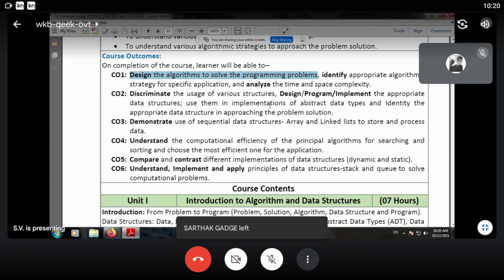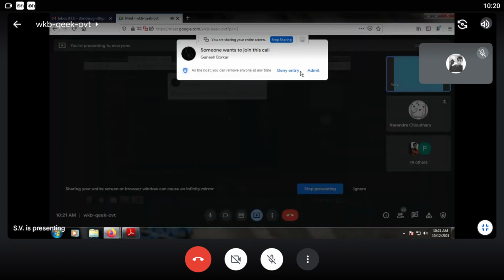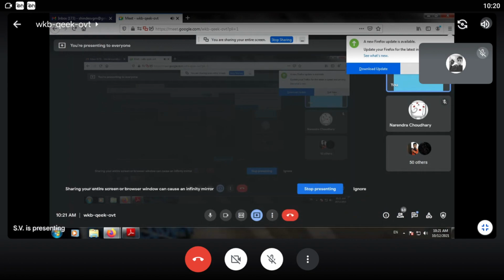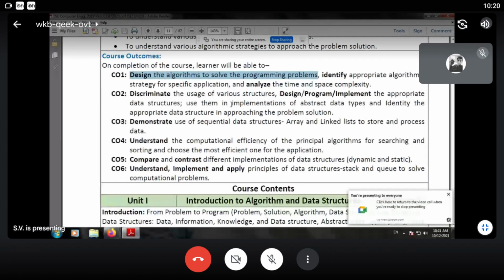So how to design? The first is to identify the appropriate algorithmic strategy. Either it is step by step, or it is a heuristic algorithm, or it requires some reasoning capability. Then you have to identify what the dependencies of that algorithm are. Everyone getting this? Yes, participants? So when you are capable of solving a particular problem, then and only then it will be declared that your course outcome 1 has been achieved.